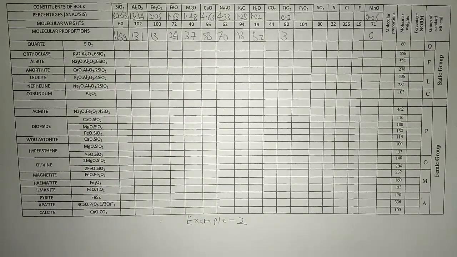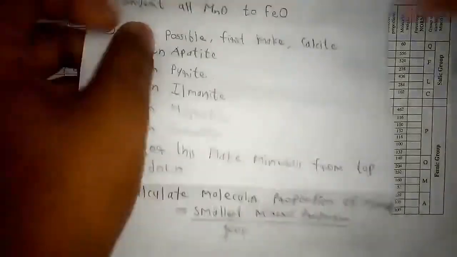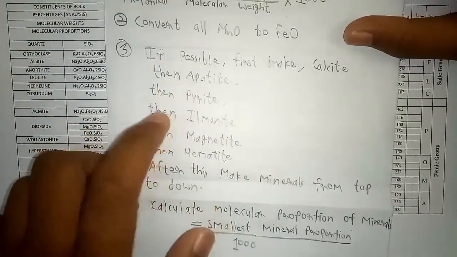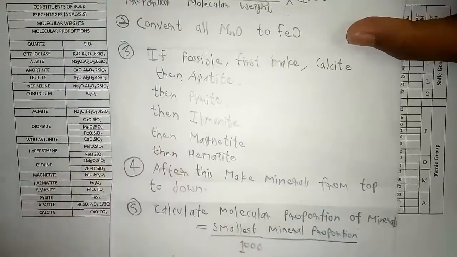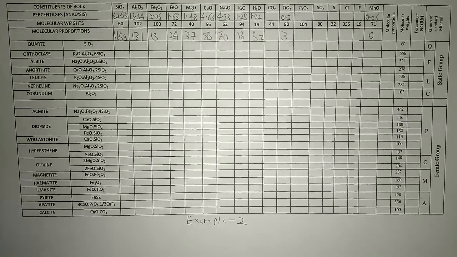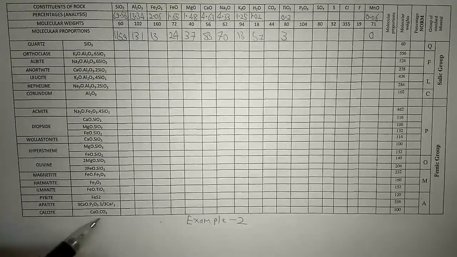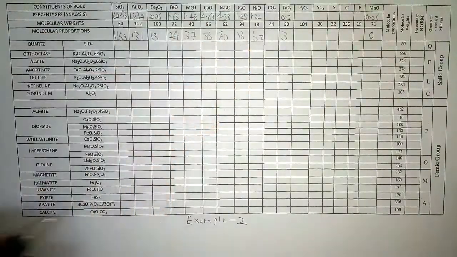Now the third step is, if possible, first make calcite, then apatite, then pyrite, then ilmenite, then magnetite, and then hematite. I will tell you how this sequence works. You have to climb from downside, from calcite till ilmenite. Can you make calcite? No, because CO2 is 0. Can you make apatite? I told you in the first part that 3CaO·P2O5 is required for apatite.